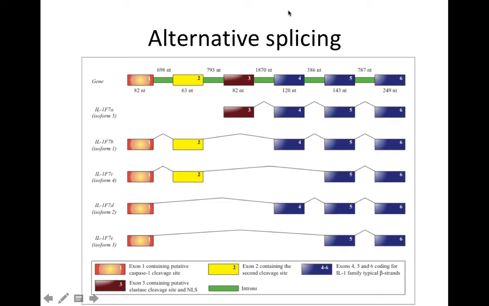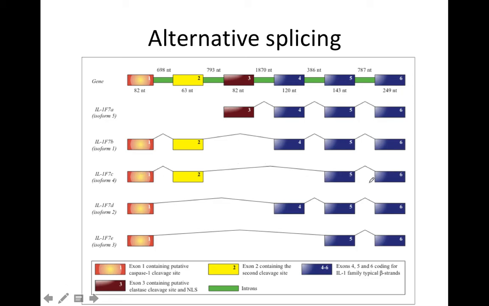Now, there is a phenomenon called alternative splicing, meaning if you have a gene here and it has 6 exons, so you have 1, 2, 3, 4, 5, and 6, it is not necessary for all the exons to go into the final mRNA transcript. It is possible that some exons will be spliced out. So for example, in this first protein, you only have exons 3, 4, 5, and 6, whereas in this protein you have exons 1, 2, 5, and 6.